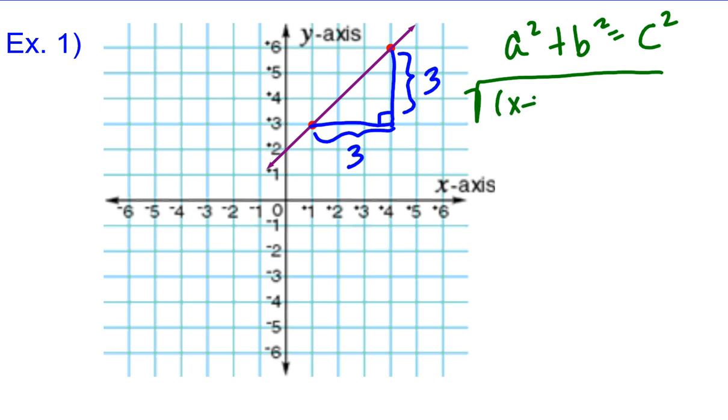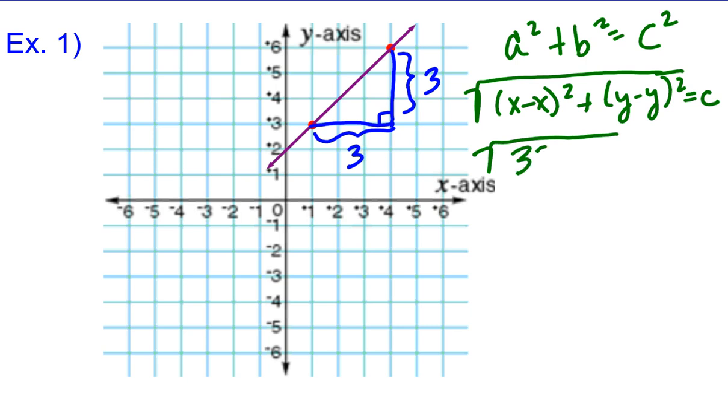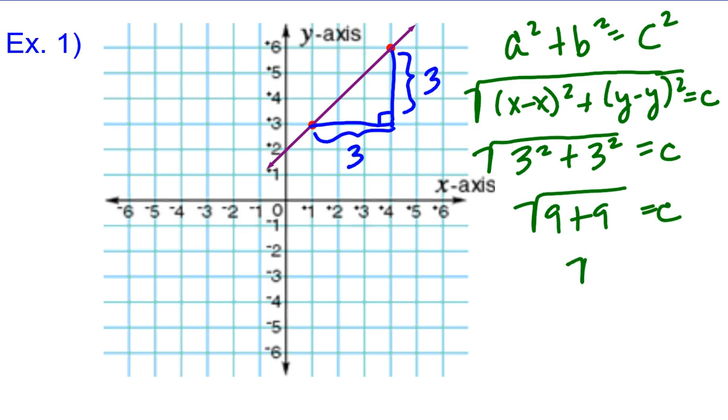So I know that this measurement here, the x's, because remember this is our formula, right? X minus x plus y minus y, and all of that's going to equal c. So we know just by measuring right now on this triangle that I have 3 squared and the y's are 3, so 3 squared, and that equals c. Then I will have the square root of 9 plus 9, which equals c. And then I'll have that it is the square root of 18.